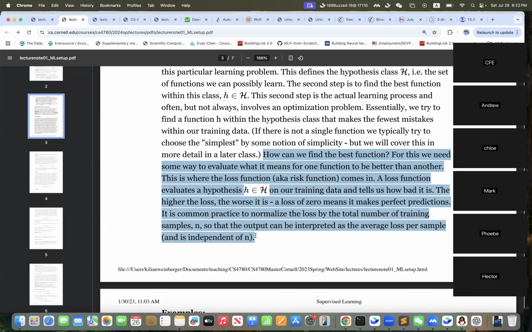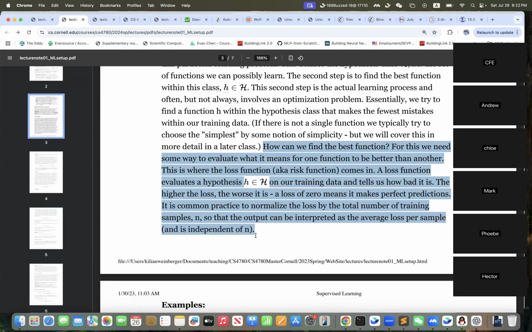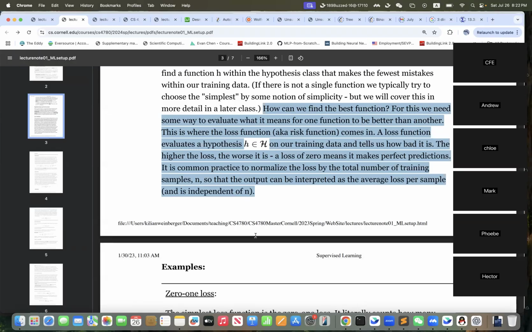A loss function is evaluated by hypothesis H on our training data and tells us how bad it is. The higher the loss, the worse it is. A loss of 0 means it makes perfect predictions. It is common practice to normalize the loss by the total number of training samples, so that the output can be interpreted as the average loss per sample, and it's independent of n.